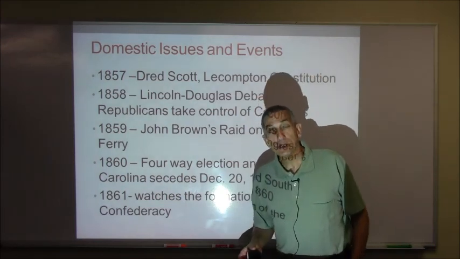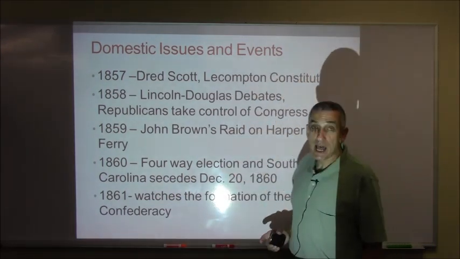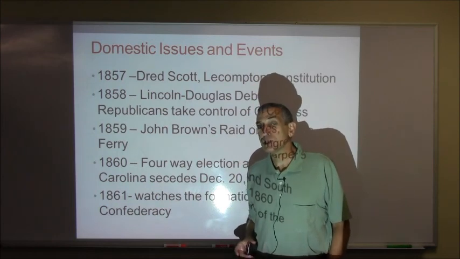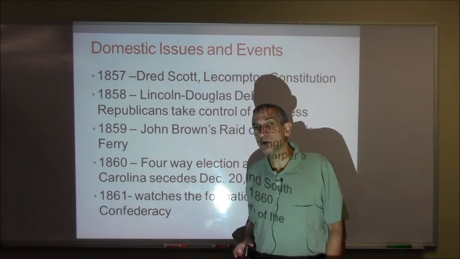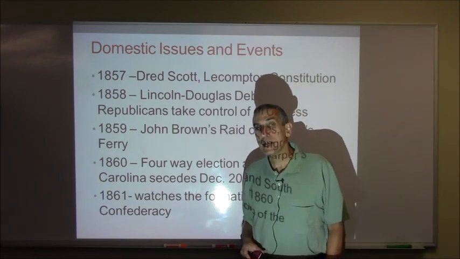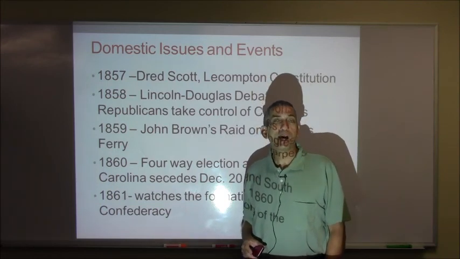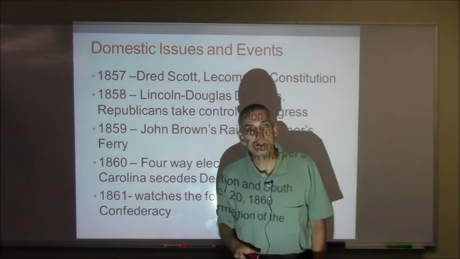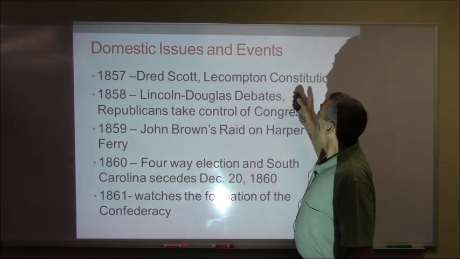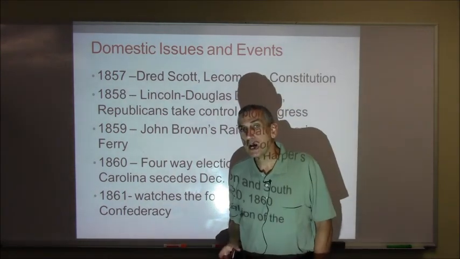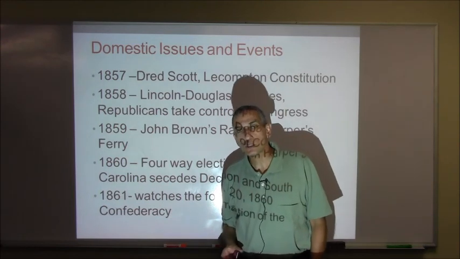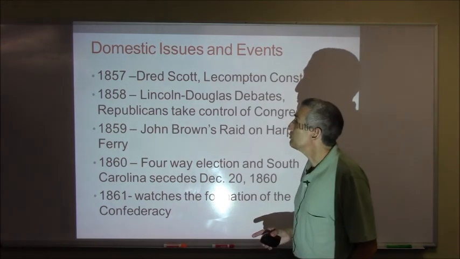Domestic issues and events. In 1857, we have the Dred Scott case, which I mentioned a few minutes ago. The whole idea of, is a slave who travels into free territory free, even if he's brought back into slave territory? And of course, the Taney decision that said that Dred Scott could not bring suit because he was not a citizen of the United States, so he kind of sidestepped whether Dred Scott should be free or not. The Lecompton Constitution, a pro-slavery constitution in Kansas that James Buchanan endorsed without the approval of the Senate, very bad idea.